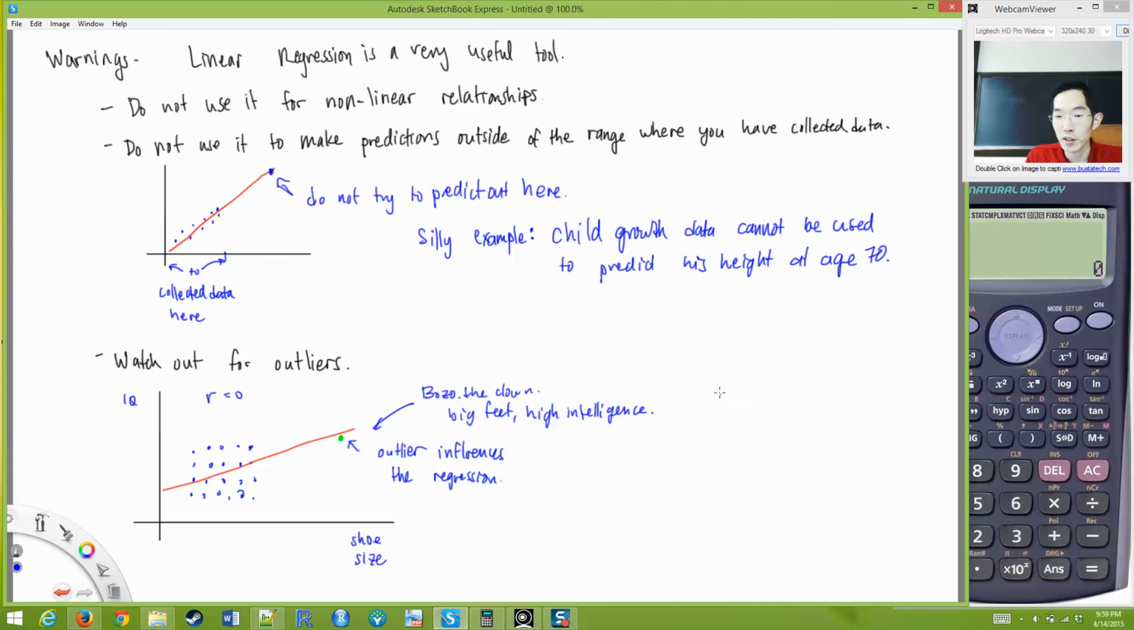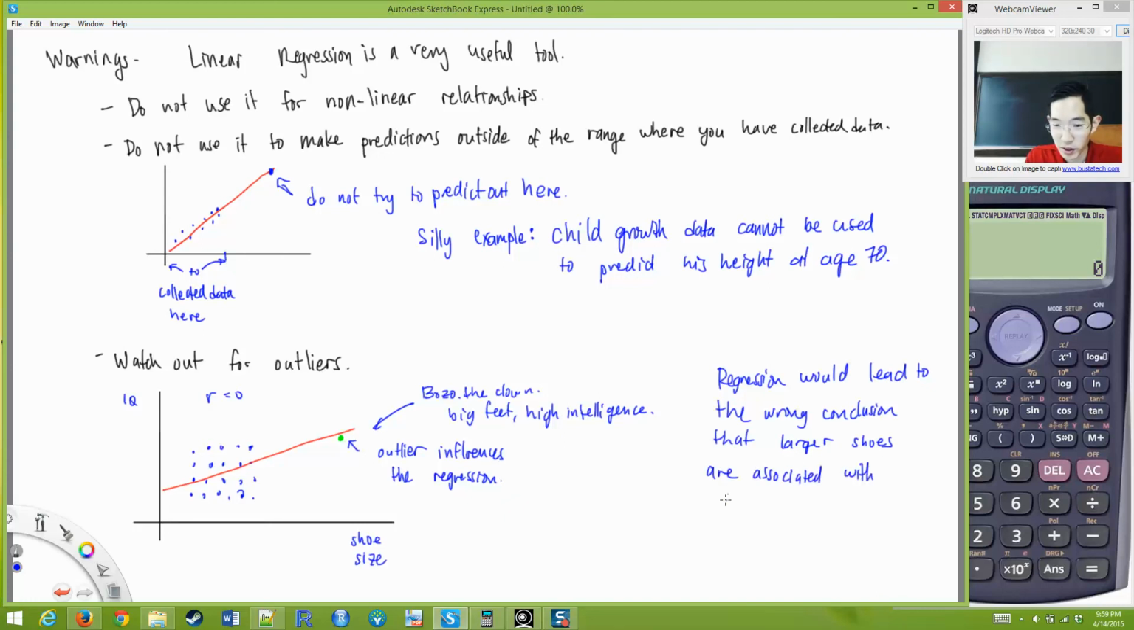So regression would lead to the wrong conclusion that larger shoes are associated with high IQ scores.